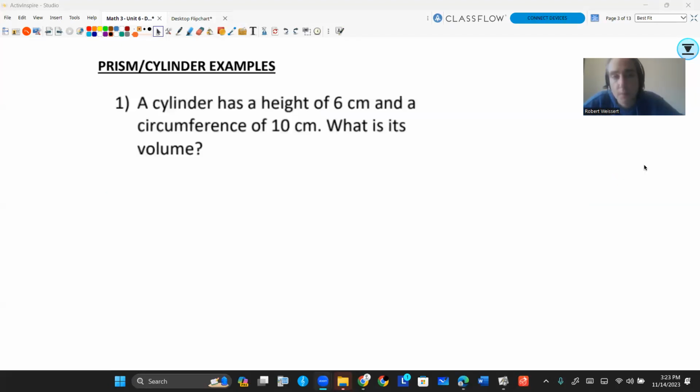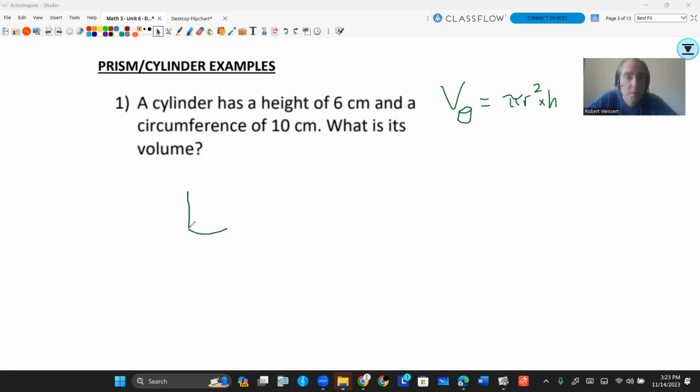Let's take a look at this example. A cylinder has a height of 6 centimeters and a circumference of 10 centimeters. What is its volume? So you'll have to know the volume formula for a cylinder. Let's write that out. The volume of any cylinder is equal to pi r squared times the height, pi r squared h, if you don't want to put the times symbol in there.